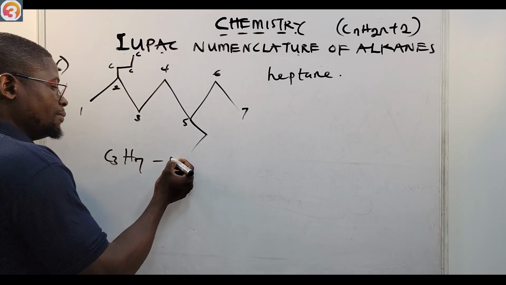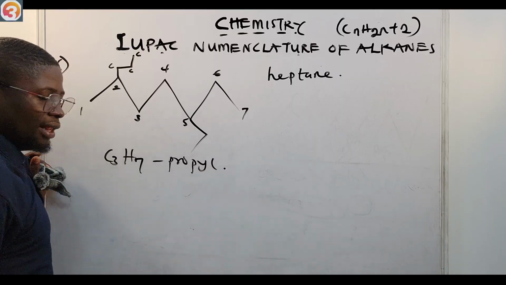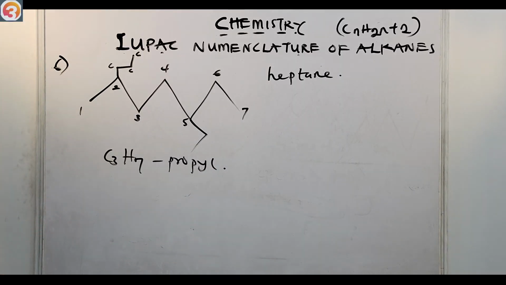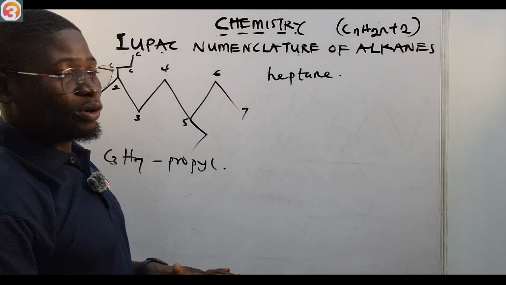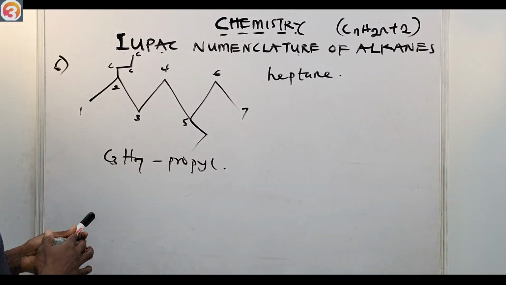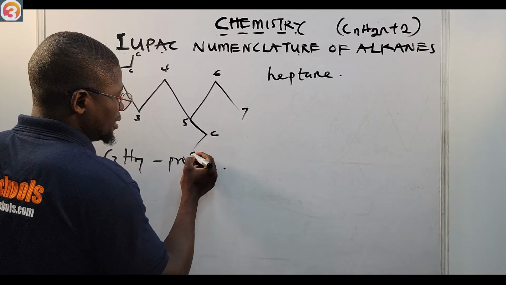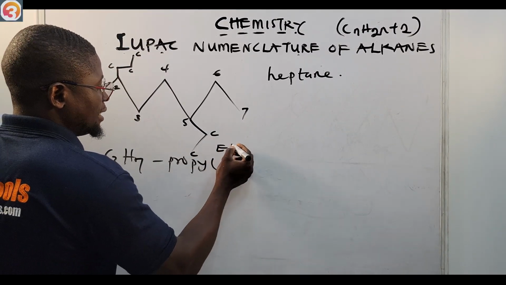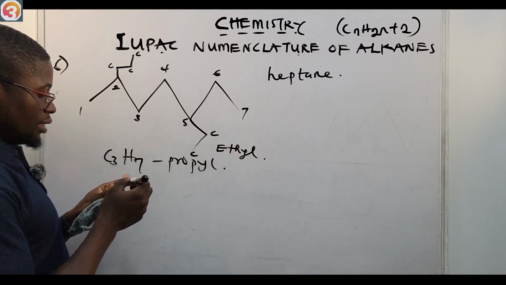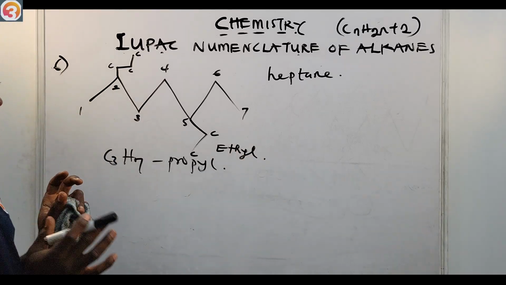C3H7, which is what? Propyl or propyl. Some people say it's propyl, some people say it's propyl. Anyone you say, provided you know what you are doing. So this is a propyl group. Here, how many carbon atoms? 2 carbon atoms. This is what? An ethyl group. So that means naming it will not become a problem any longer.